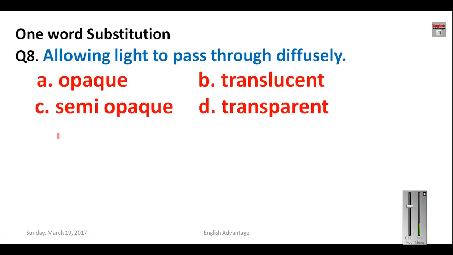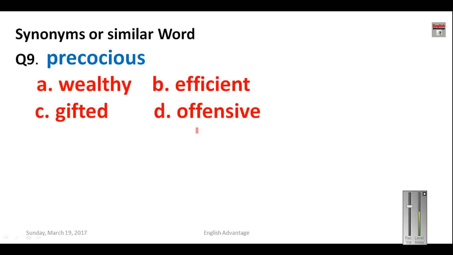Question number 8. Allowing light to pass through diffusely, or you can say semi-transparent. Okay, so your options are opaque, semi-opaque, translucent, and transparent. Please tick mark your answer, and here let me tell you your answer. Your answer will be translucent. Question number 9, and here we start the synonym part.